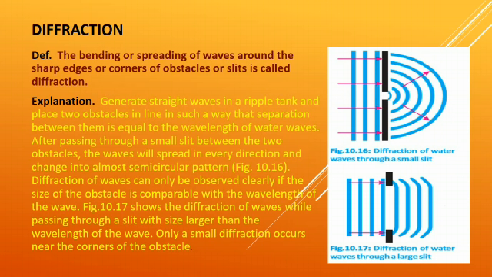The third property of water waves is diffraction. Diffraction is the bending or spreading of water waves around the sharp edges or corners of an obstacle or slit. Again, in the ripple tank we will place an obstacle in the path of the water waves, but in this case the obstacle will be kept in such a way that there will be a hole, a little space in the middle. We will not block the water completely, and the little space in the middle, which we call a hole, is called a slit.